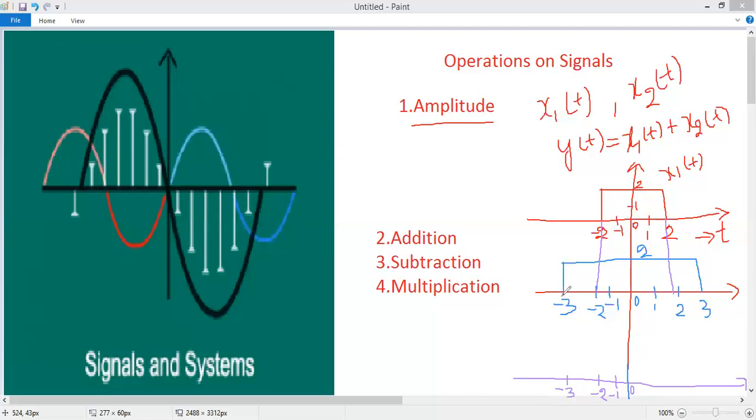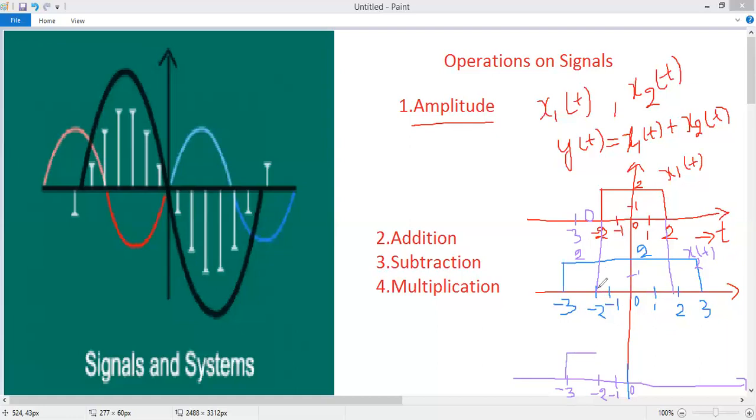So from -3 to -2, x1 of t. Let me give the naming also for this one, x2 of t. This one is x2 of t, and this is my resultant signal. From -3 to -2, we have the x1 of t value as 0 amplitude, and the x2 of t amplitude is 2. So the amplitude is 2. I'm going to draw the 2 here.